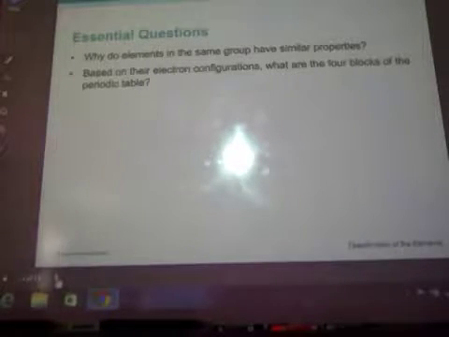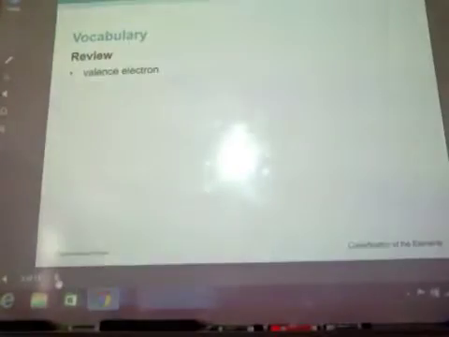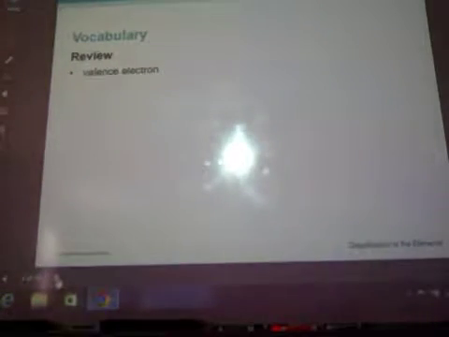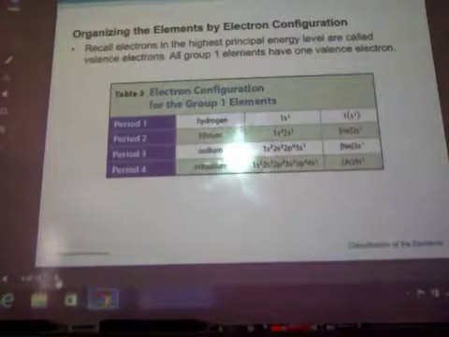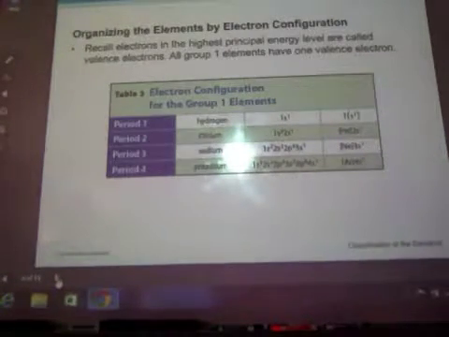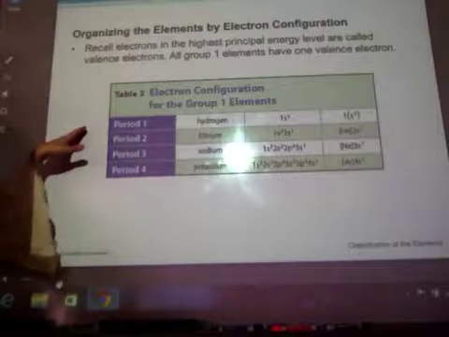So based on configurations, what are the 4 blocks? And then review, look at vocabulary. This is an easy section. So not too bad. This is your first slide, right?